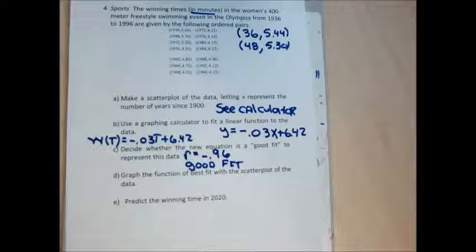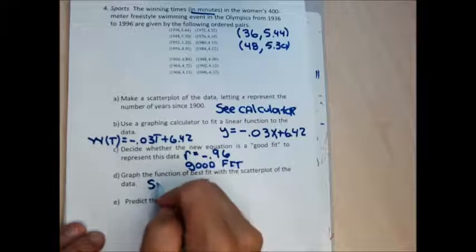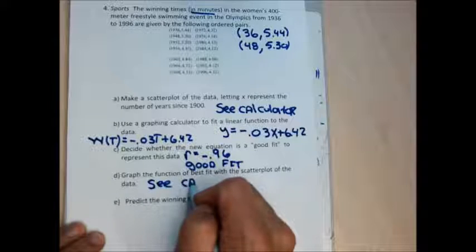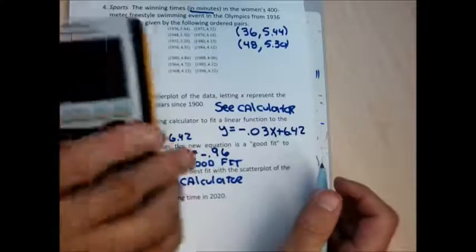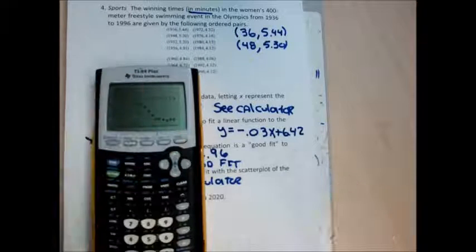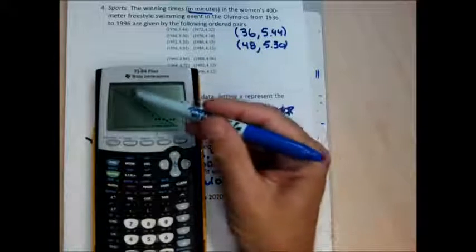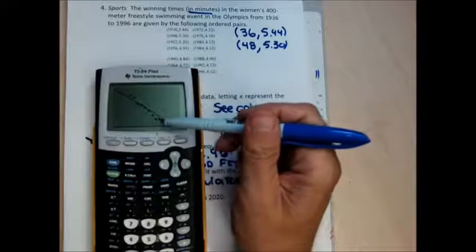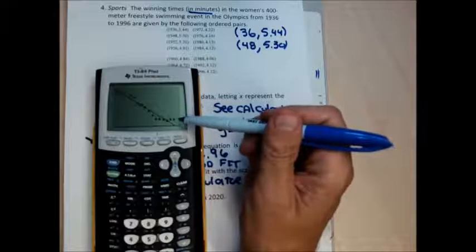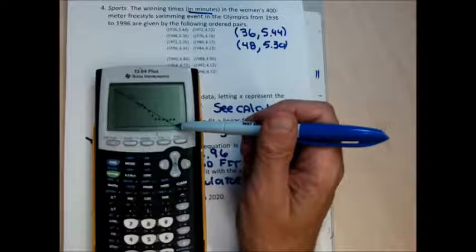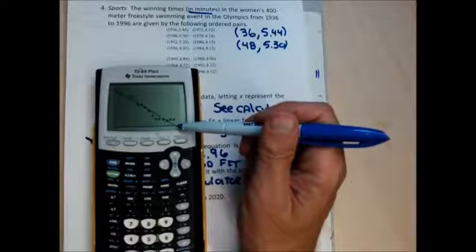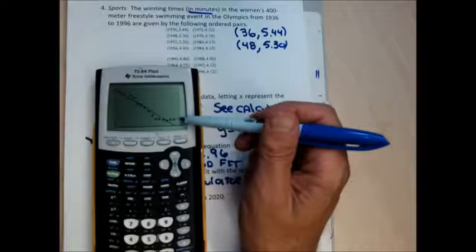Now I'm going to graph to do part D, and I'm going to say, see my calculator. So I'm going to hit my graph button, and it graphs it for me. And you'll see my graph keeps going down while the data starts flattening out. I'm worried that when I go to make a prediction in the future, that it's going to predict a time that's off the screen where the times are really flattening out.